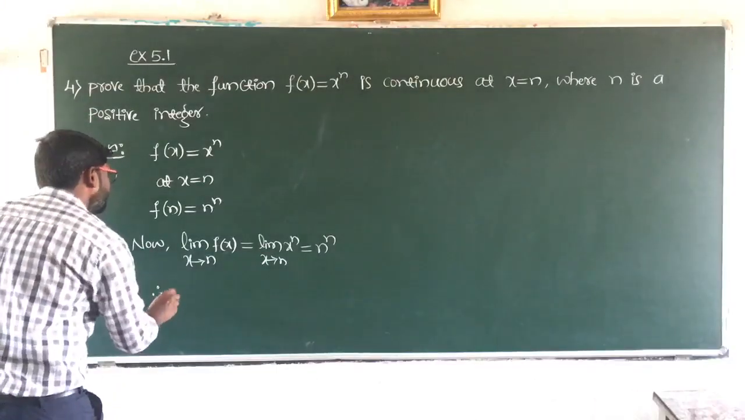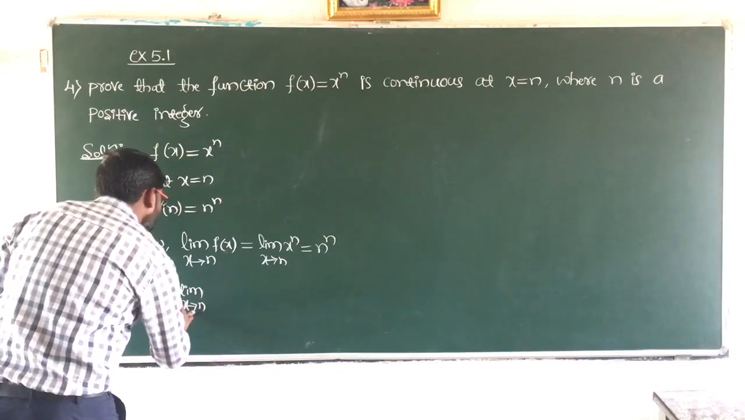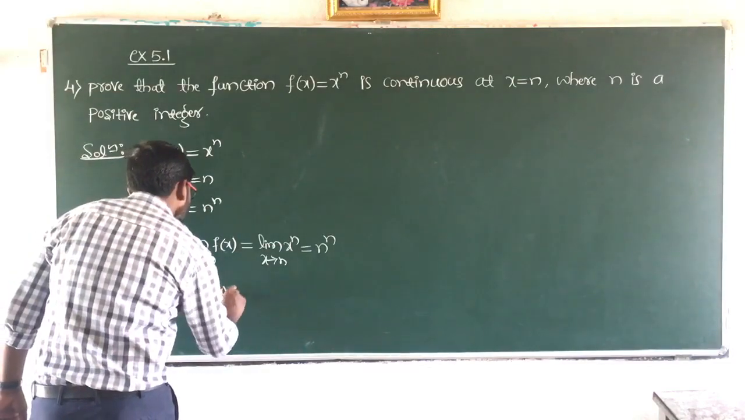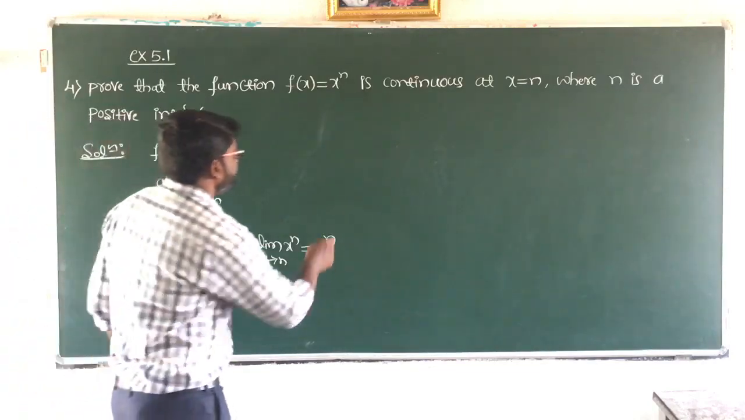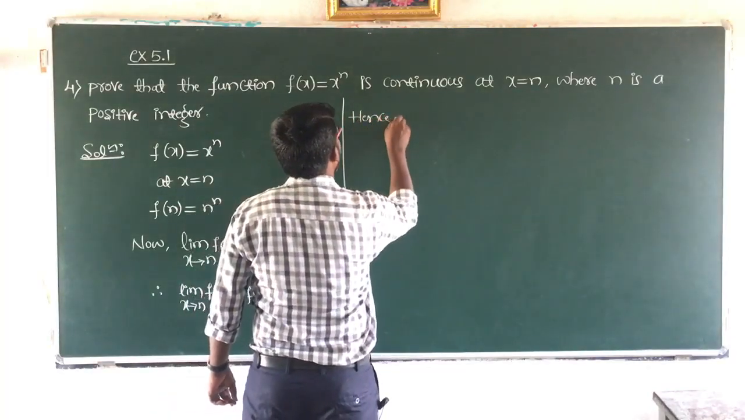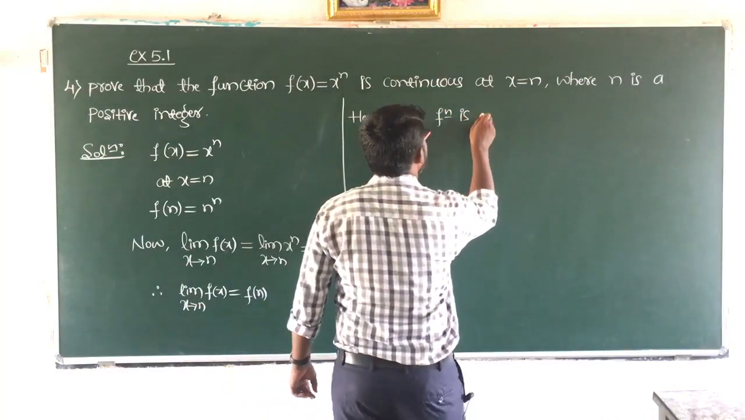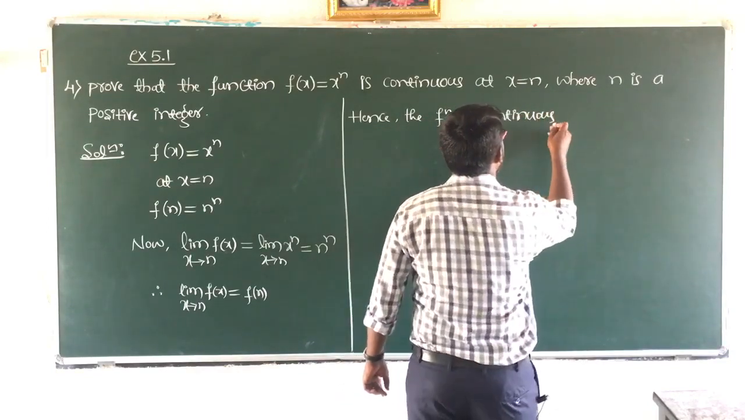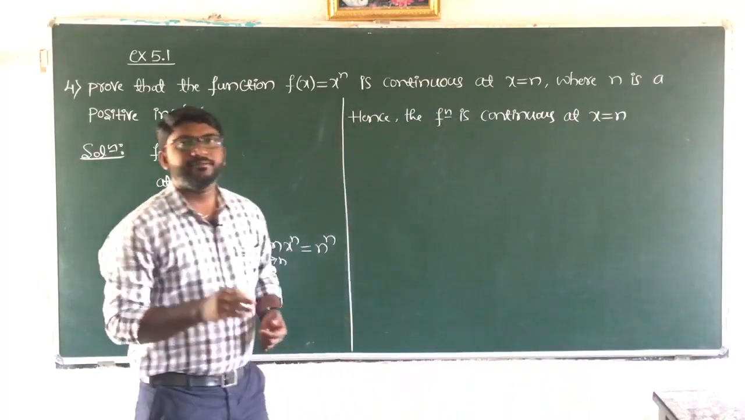Therefore, limit x tends to n of f of x is equal to f of n. So hence the function is continuous at x equal to n. So this is all about the fourth problem.